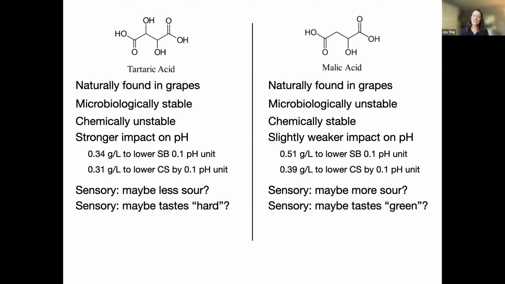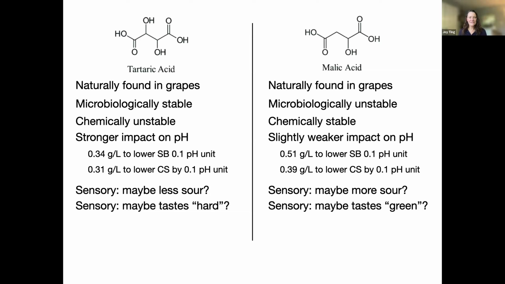In terms of other sensory characteristics, sometimes malic acid is described as being a green acid, and tartaric acid is a hard or harsh acid. The sensory papers on that are very inconclusive. At really high concentrations, that might be the case, but at the concentrations that we find in wine, it turns out people usually can't tell the difference between them. So keep that in mind in terms of sensory.